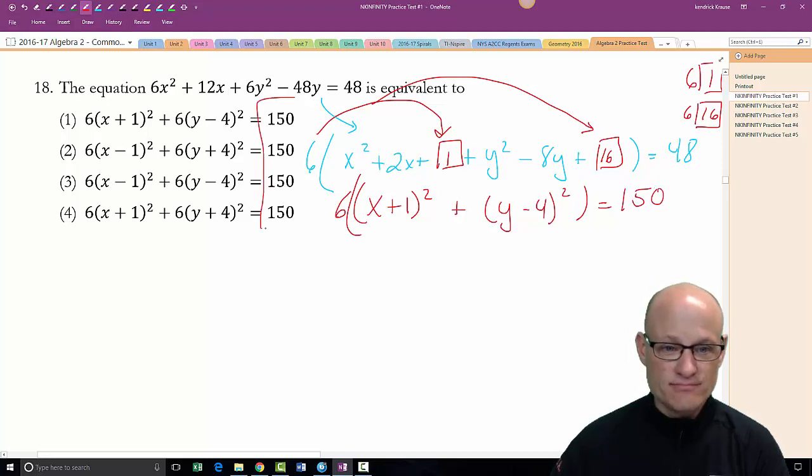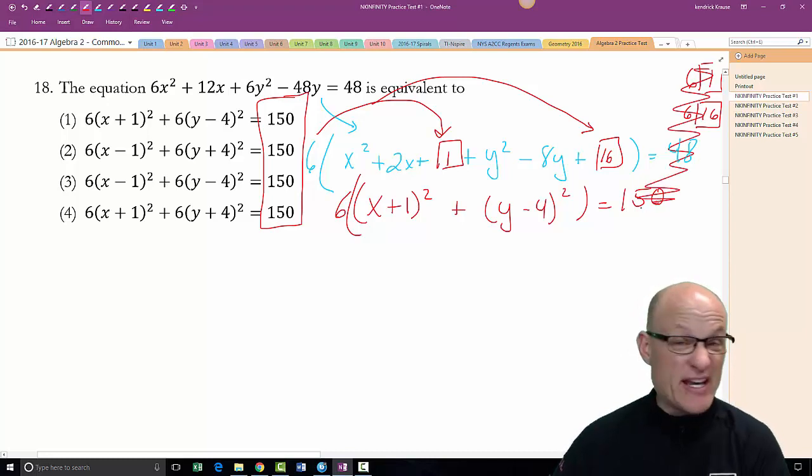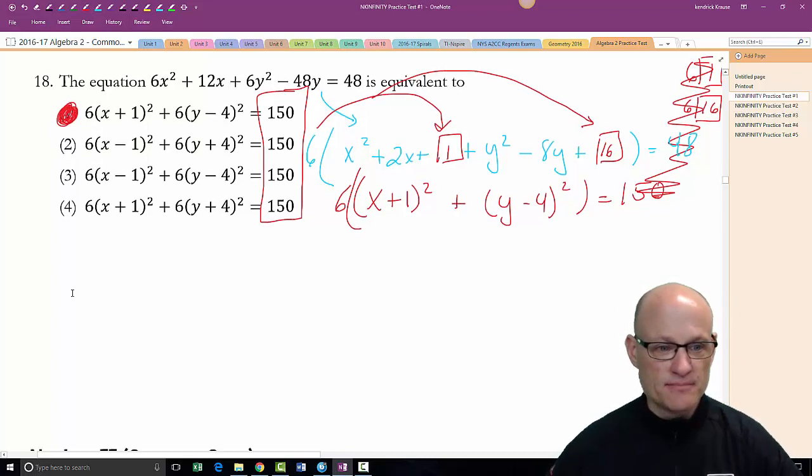Now, notice there's 150 over here, so this isn't that bad because they're all 150, so that actually doesn't come into play. So even if you had messed that up, you still should have gotten to this point, and your answer is choice 1. Moving on, kids, moving on.